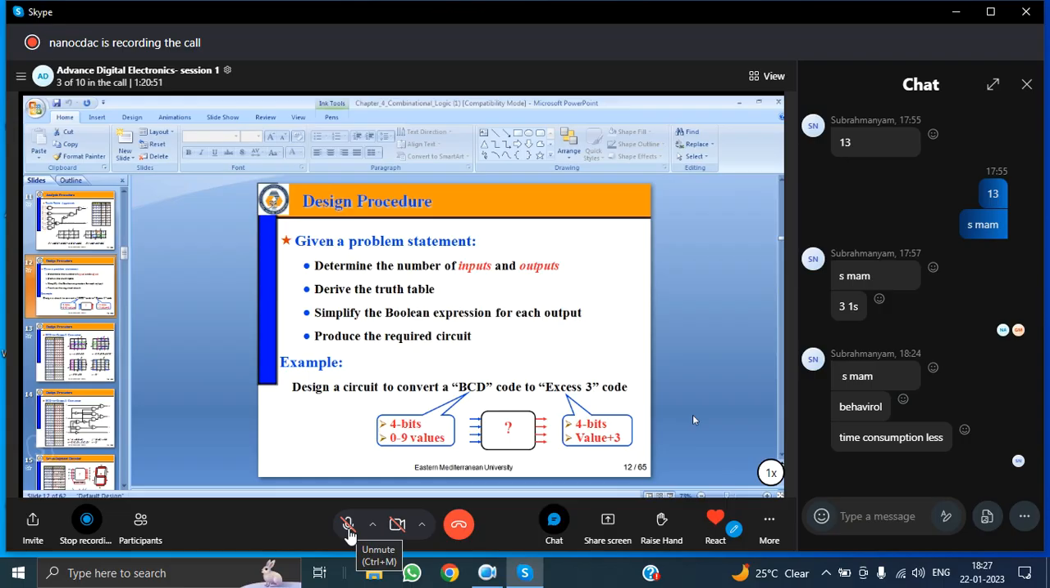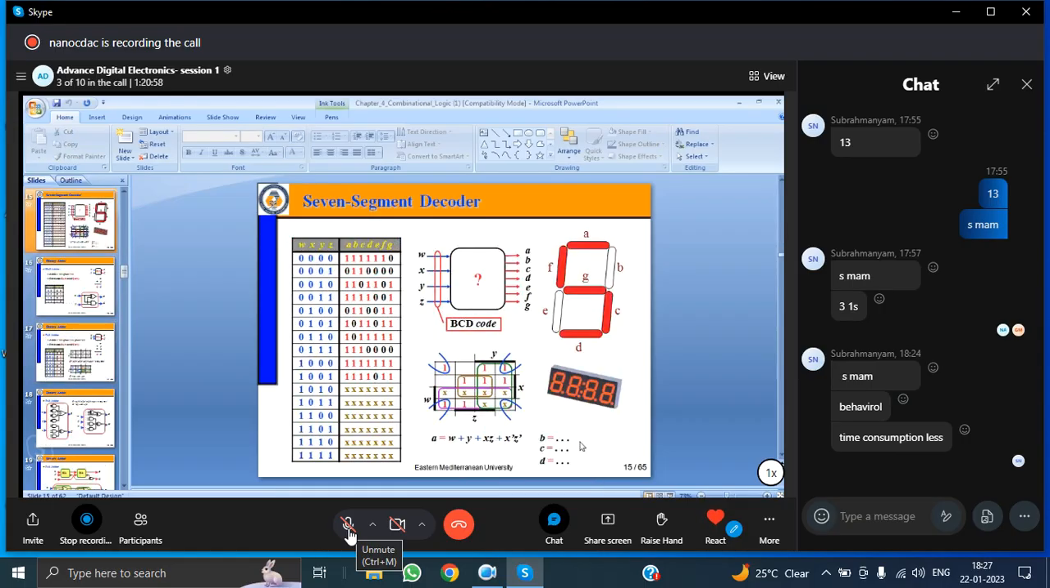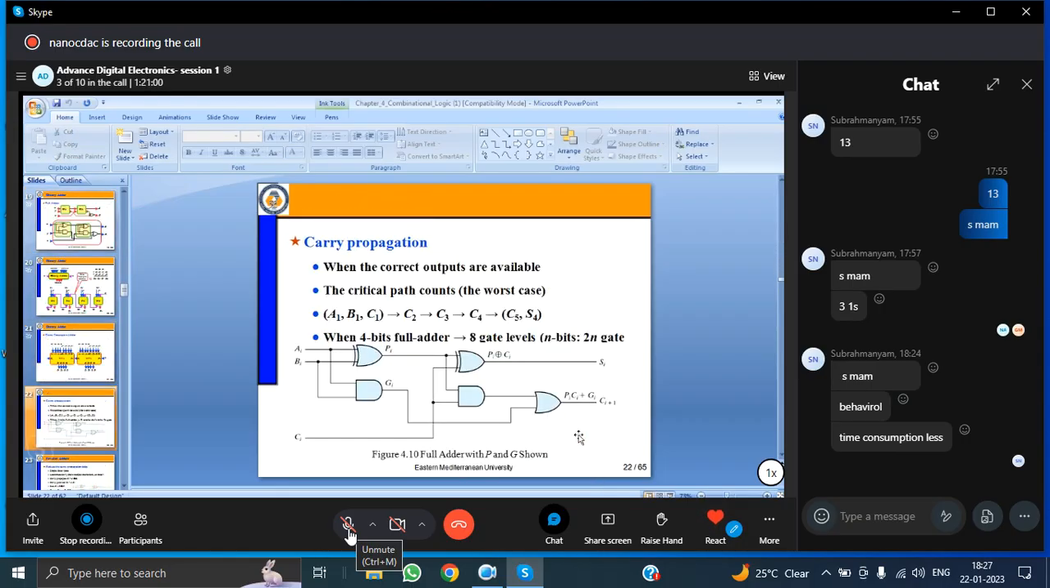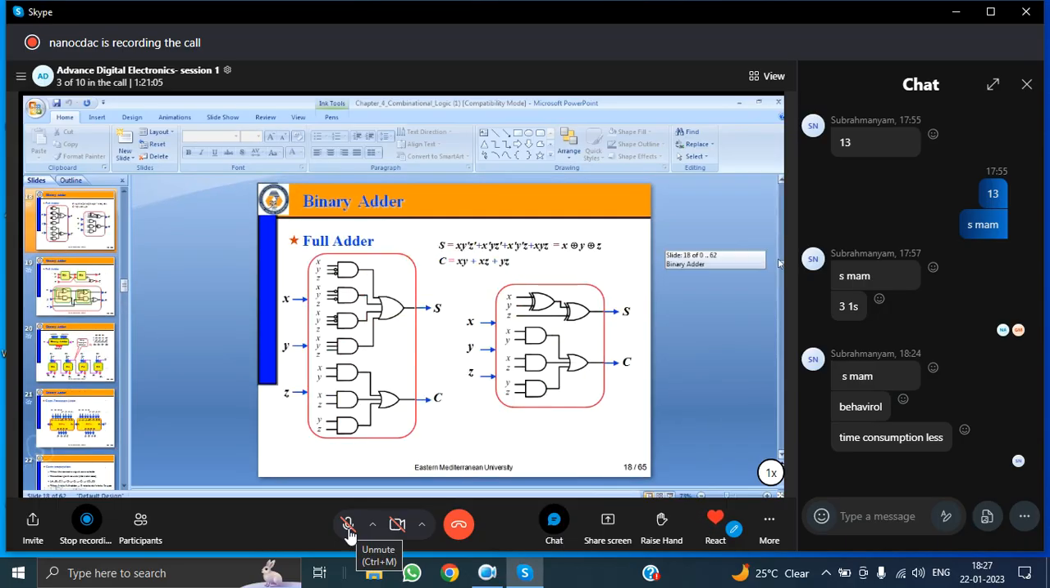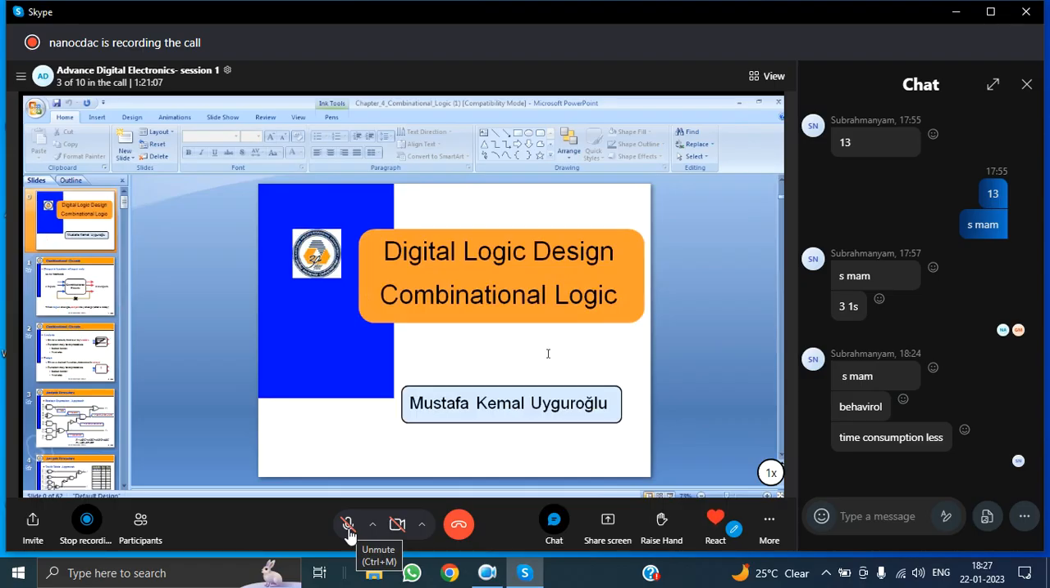But okay, so this is one thing. BCD to XS3 converter, the first example we will see tomorrow. In tomorrow's class we will see. Today I will end the session.